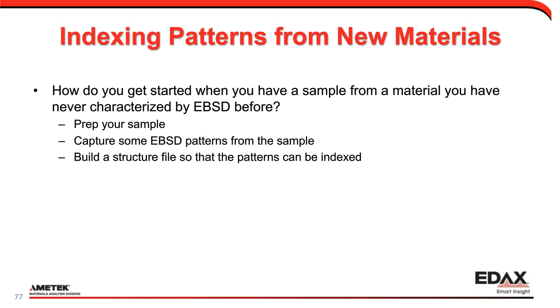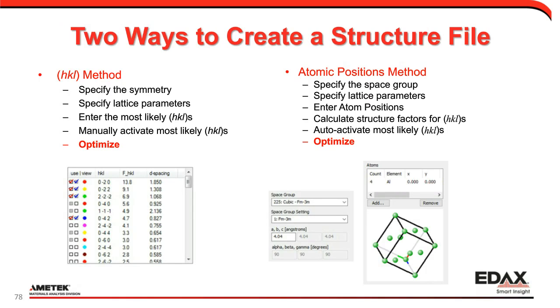So we need to know the crystal symmetry, the lattice parameters, and then most importantly for this discussion, which planes are going to diffract, and we call those reflectors. And so generally there's been two ways to create this. There's one where we call it the HKL method, or the plane method, where we specify the symmetry and lattice parameters, then we enter the most likely planes. And usually these are the low index planes, generally the ones that scatter the strongest intensities, but there's some rules to that.